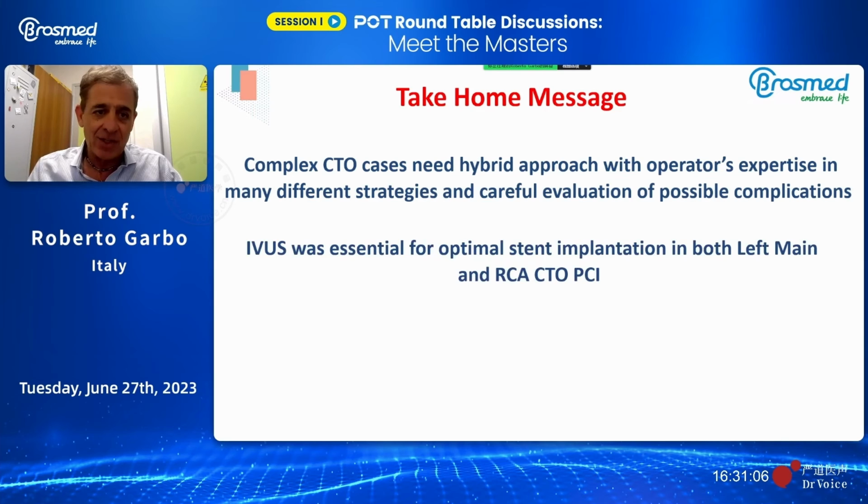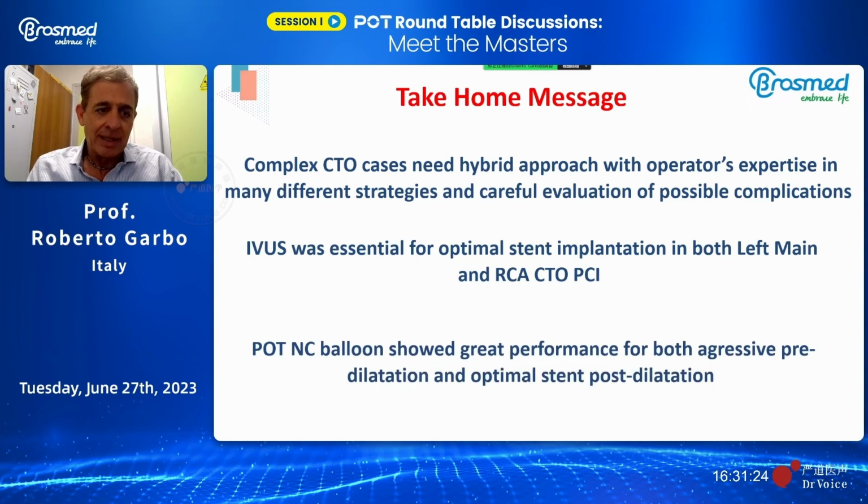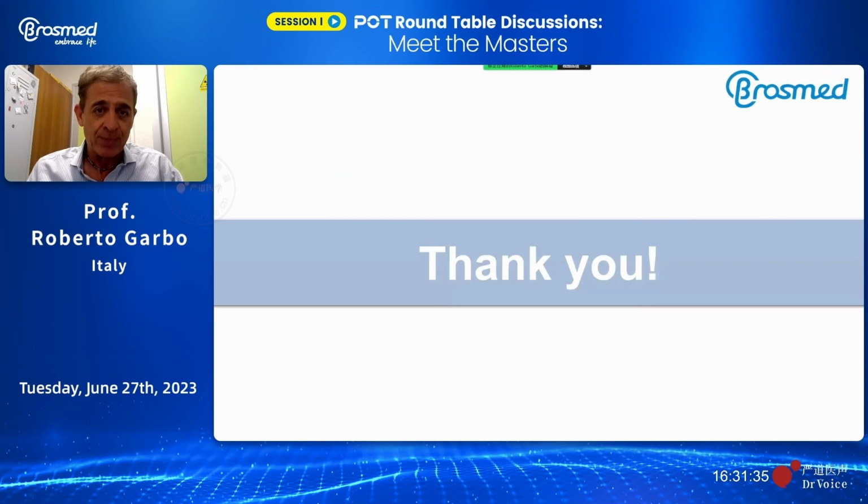IVUS was essential in this case. I have more than 70% IVUS-guided CTO PCI in my experience. Last year, I did more than 270 CTO PCI. And even the left main was really good. And the BrosMed POT and C balloons show great performance for both aggressive pre-dilatation and optimal stent post-dilatation. It is my favorite balloon for this purpose. Thank you very much for your attention.